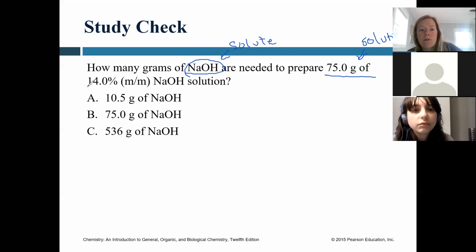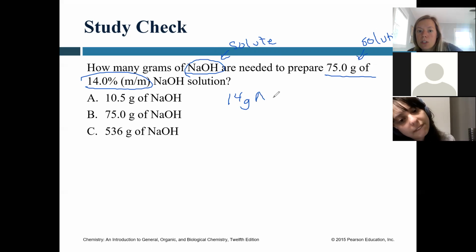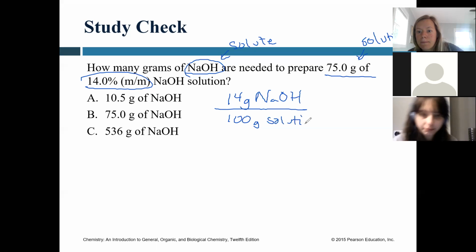And we also have our mass percent. So I'm going to change this into a conversion factor. 14% is the same thing as saying 14 grams of the solute, which is NaOH, in every 100 grams of the solution. Right? Mass, gram.